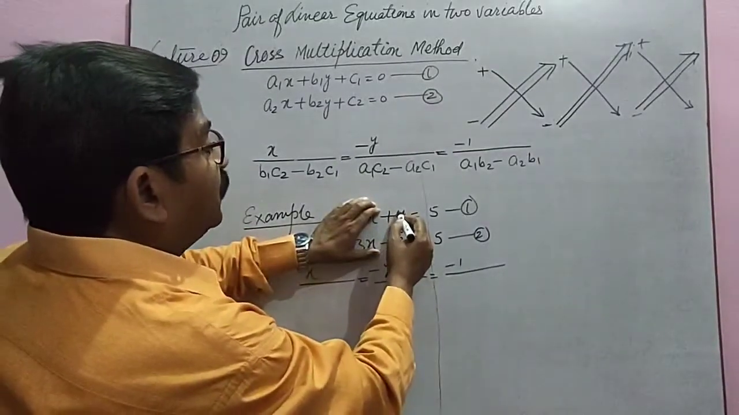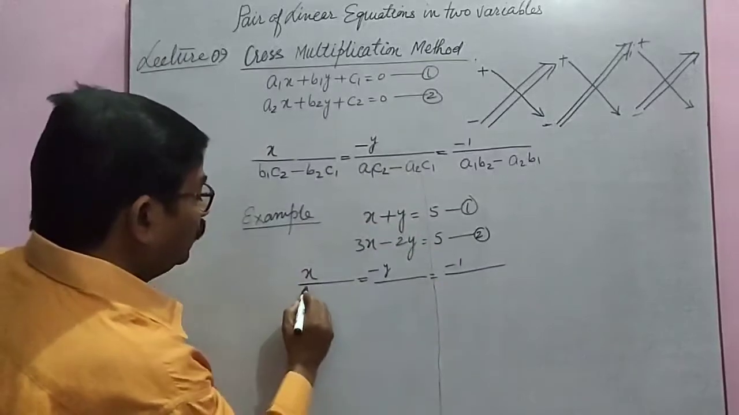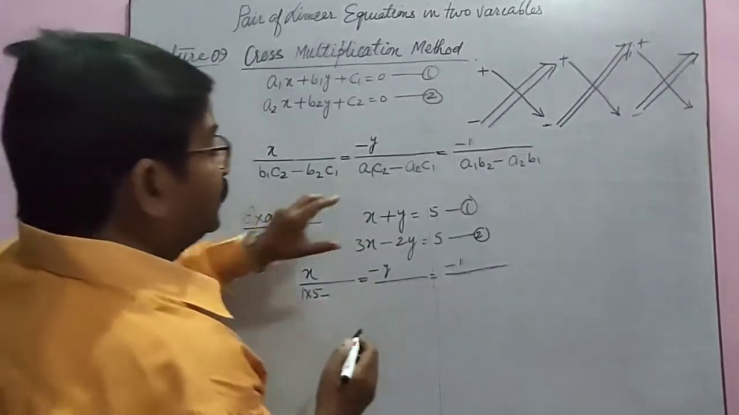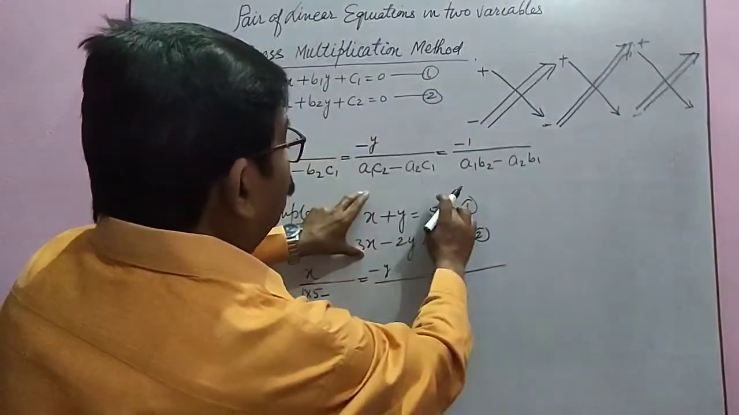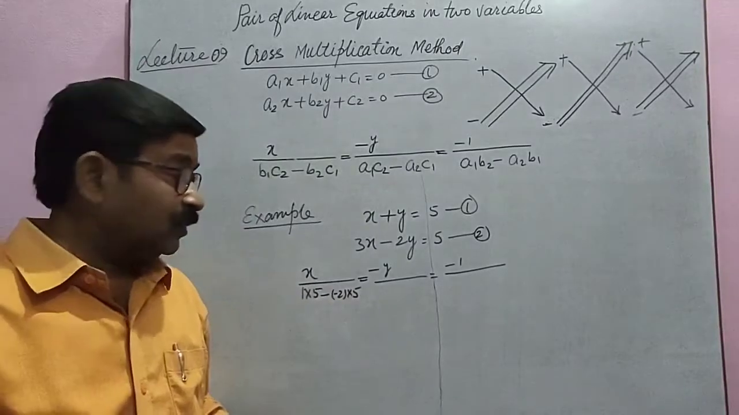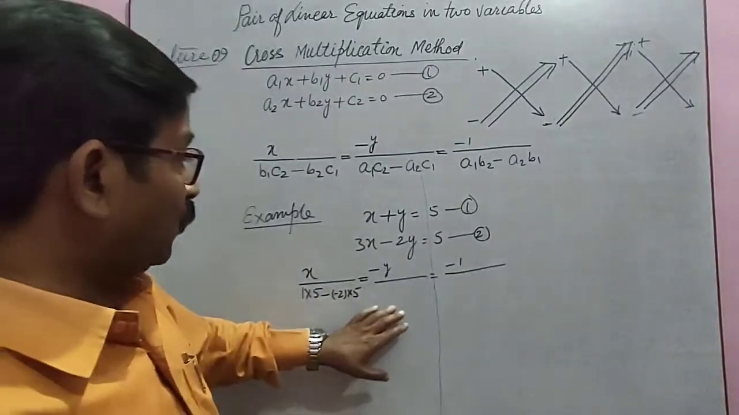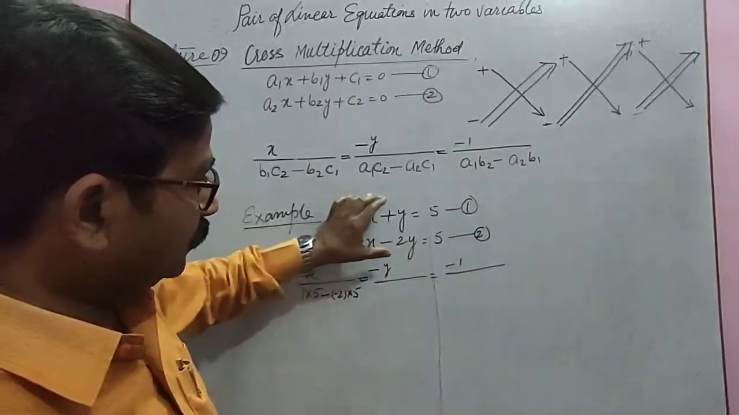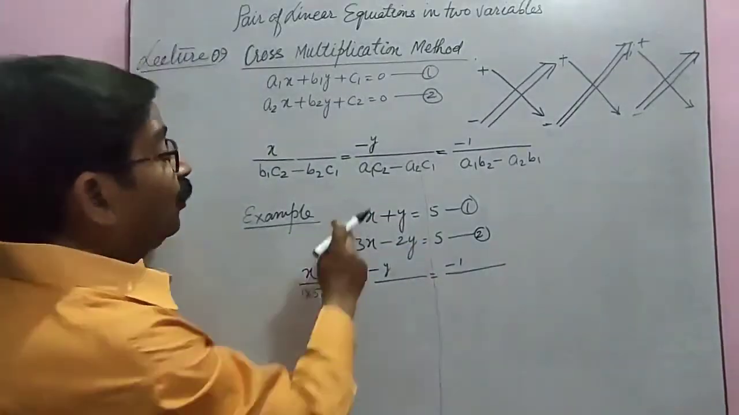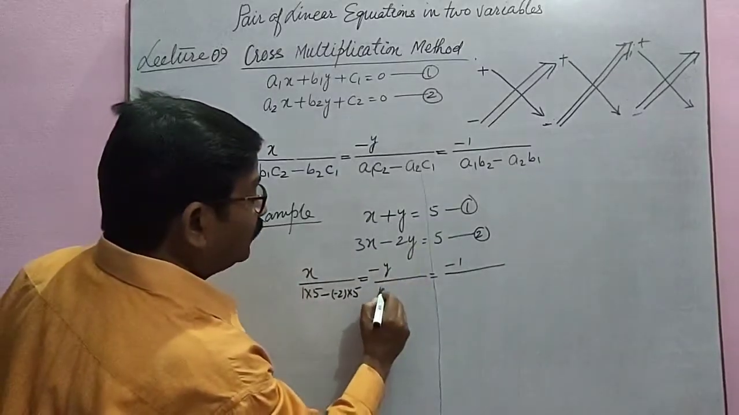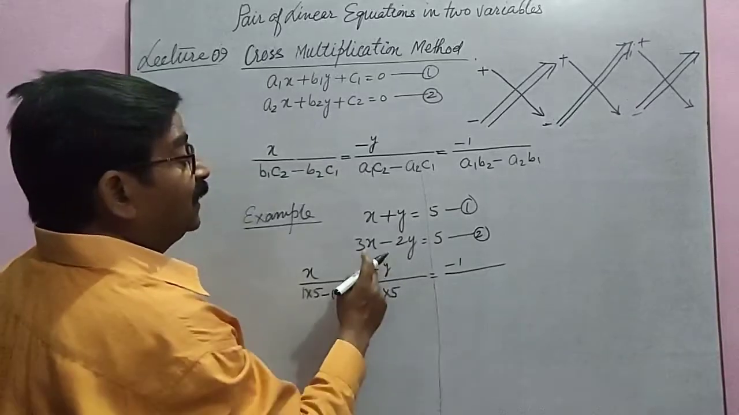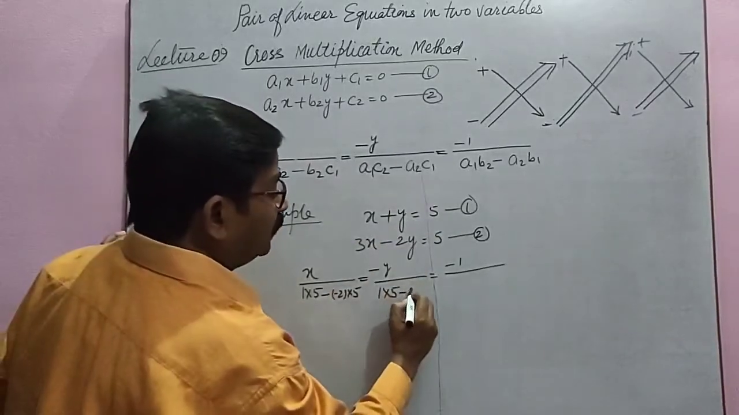For x, I am going to hide this x and cross multiply. This coefficient is 1 into 5, 1 into 5. I am showing it. Minus from this side, minus 2 into 5. Minus 2. Now for y, hide this y and multiply coefficients. 1 into 5. I am showing 1 into 5. You can multiply direct. And this side 3 into 5, minus 3 into 5.